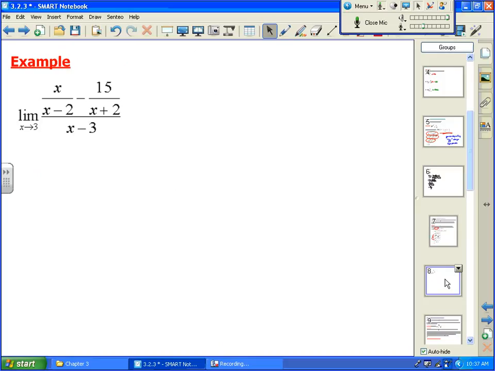All right. This example looks a little bit more difficult than the last, but it's a situation that I think we can try.